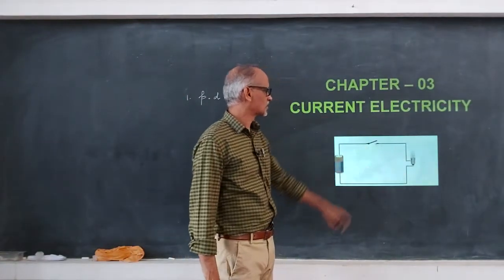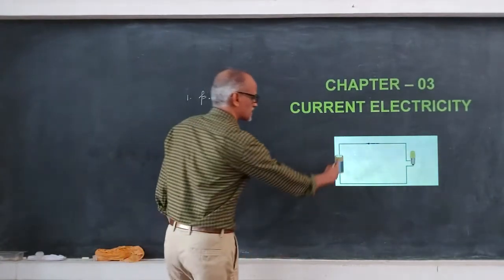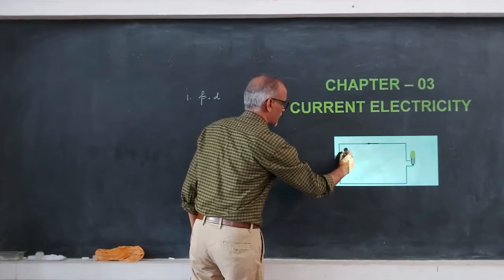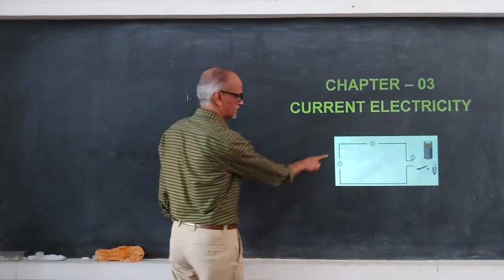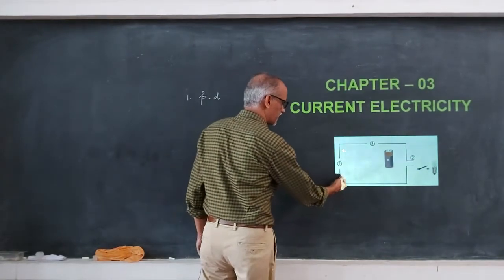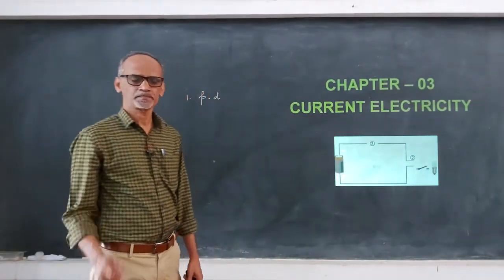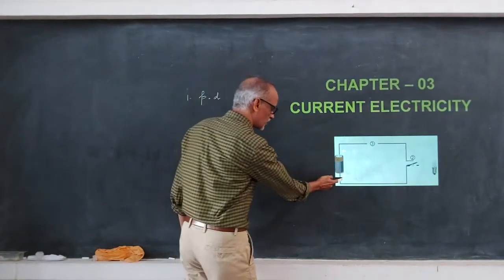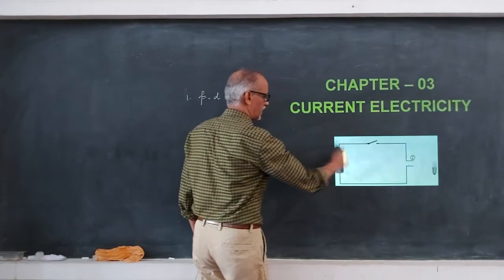Now when the switch is closed here, what happens? The electron will start flowing through the bulb. Imagine if this is the positive end and this is the negative, the electron will always flow from the negative to the positive terminal. Remember, the electrons will always move from the lower potential to the higher potential like this.